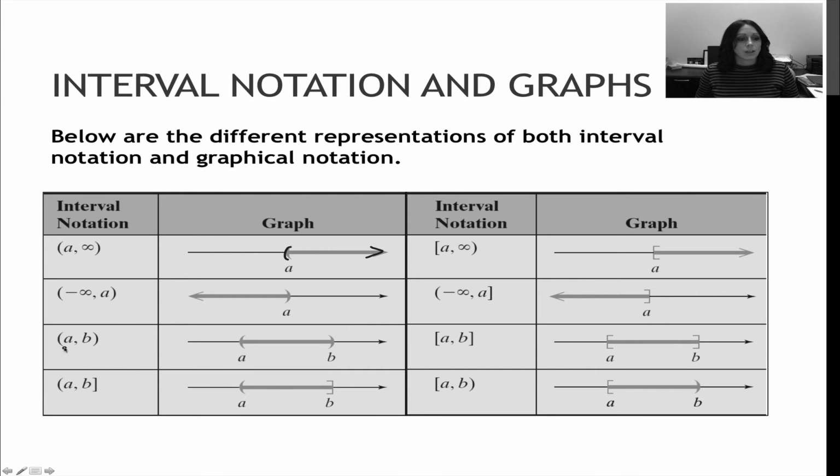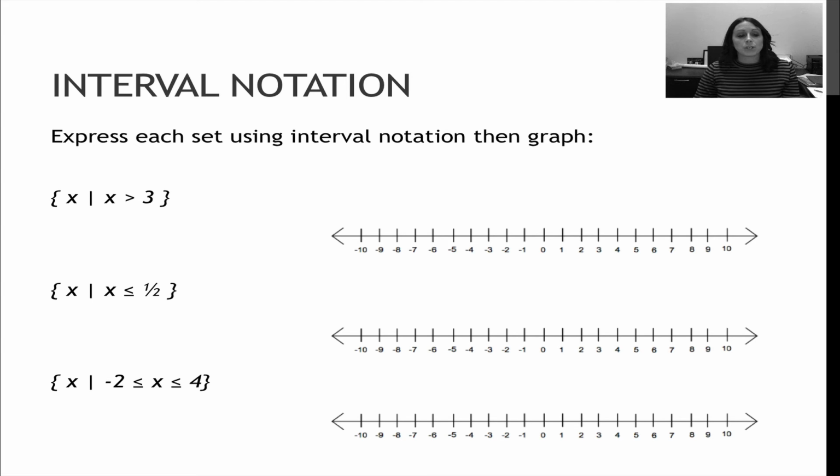Let's see, this is a completely open interval because each side is open, so it has the open brackets or parentheses. Over here we have a closed interval. This is the closed bracket, meaning that a and b are included in the set of values. So you can kind of see how some of the different graphs and interval notation relate to each other. So here's what we're going to do. We've got a few in set builder notation, and we're going to write them in interval notation for practice, and then we're going to look at their graphs.